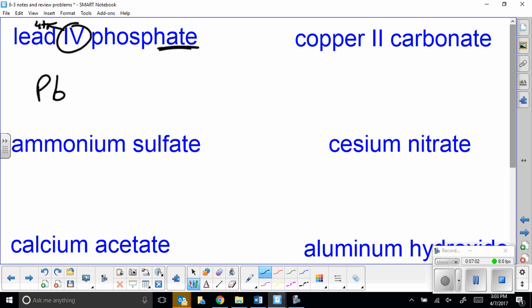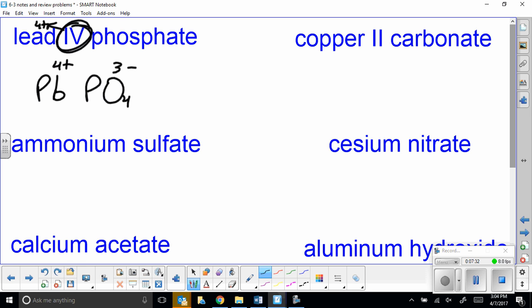Phosphate, the key is this ending. When you see that ATE ending, that's telling you it's not phosphorus. If it was phosphorus, it would be phosphide. So again, the difference is the ending of IDE and ATE. So when you see that ATE ending, that's telling you it's a polyatomic ion. So you're going to have to look up what that is. And phosphate is PO4, and it's a 3 minus. This told me it's a 4 plus.